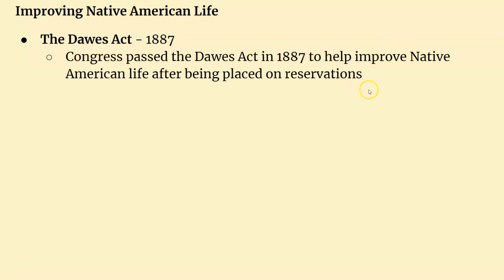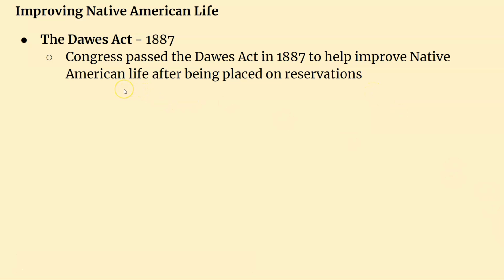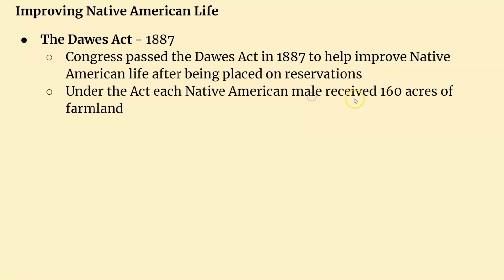So the United States did recognize that we didn't treat these Native Americans right. I mean, this was their land, and just because the colonists and Europeans had better guns didn't mean it was right to take over the land. So they tried to make some reparations, and the government passed the Dawes Act, in 1887. This was to help improve Native American life after being placed on the reservations.